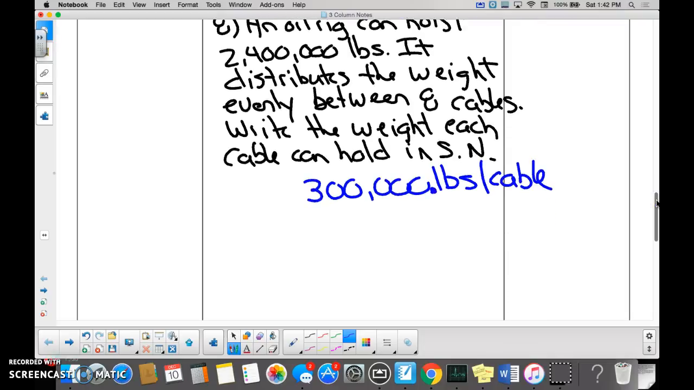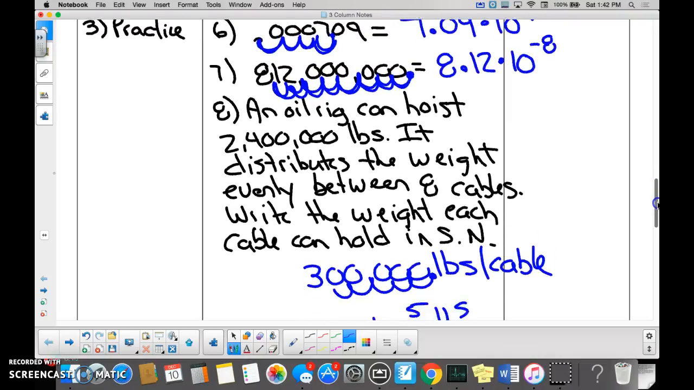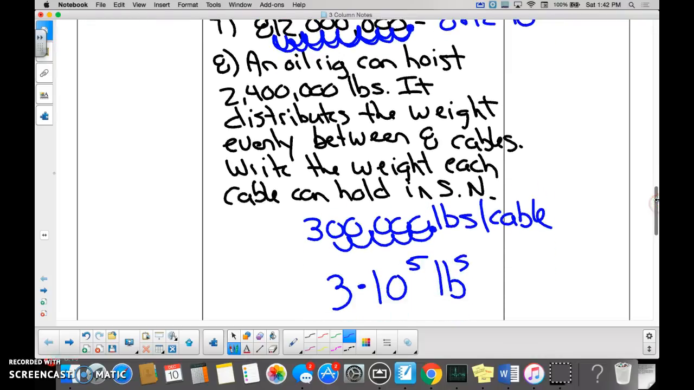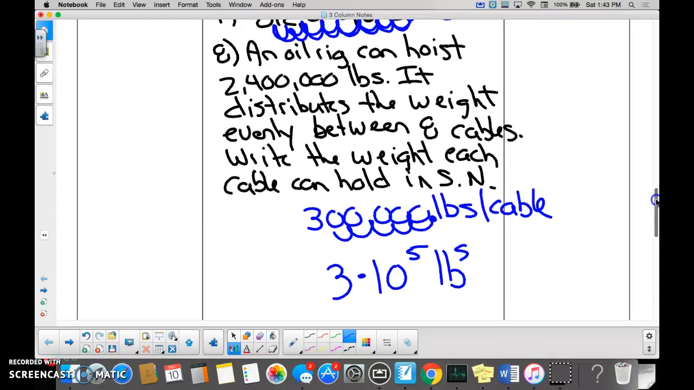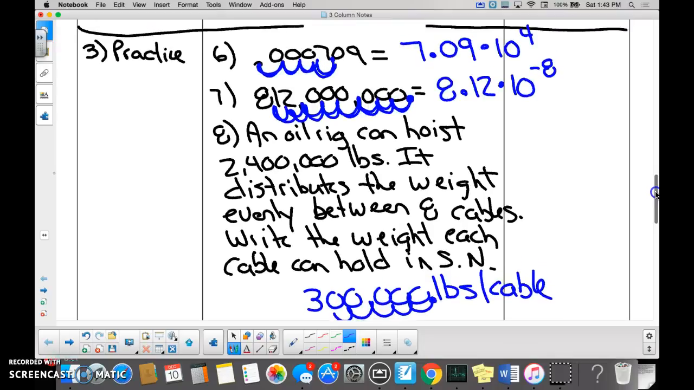So here's my decimal point. 1, 2, 3, 4, 5. 3 times 10 to the 5th, and this is going to be pounds, is my answer in scientific notation. Which tells me, when I look back up here, I did something really wrong.